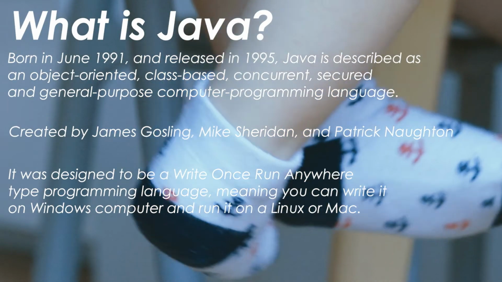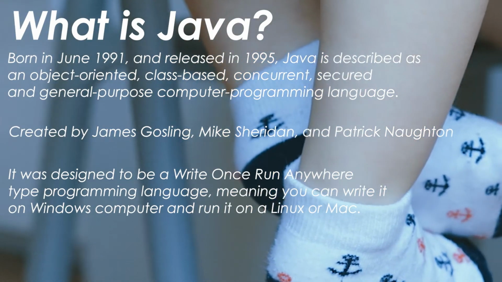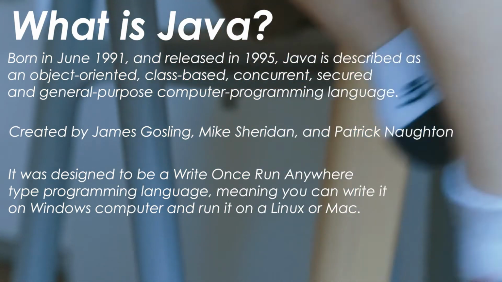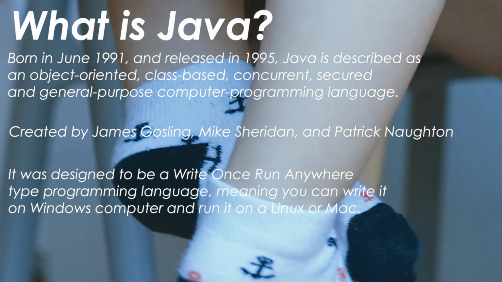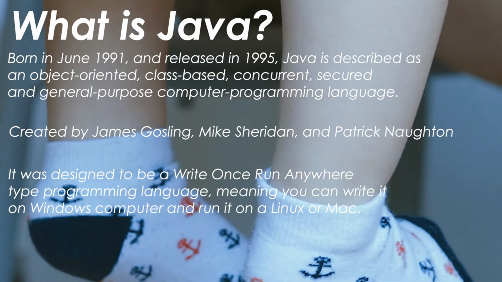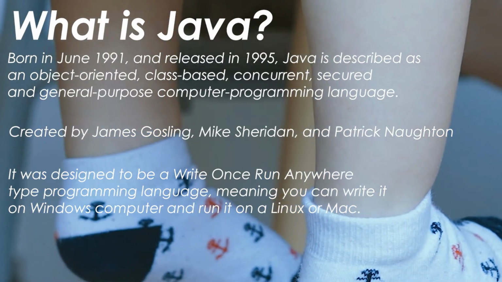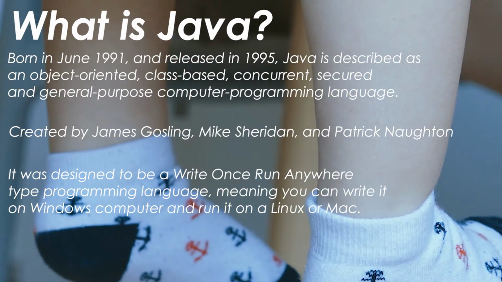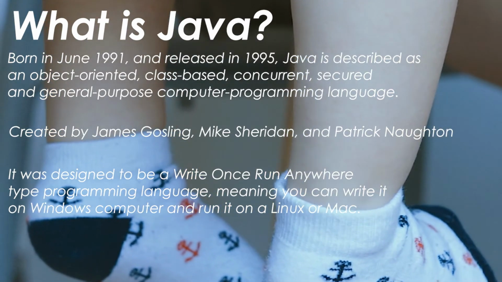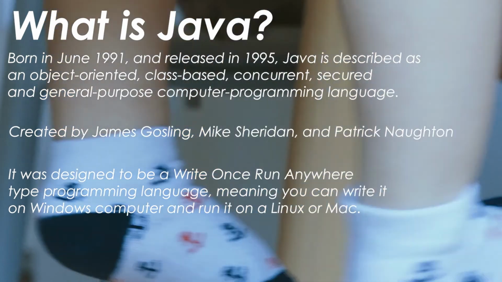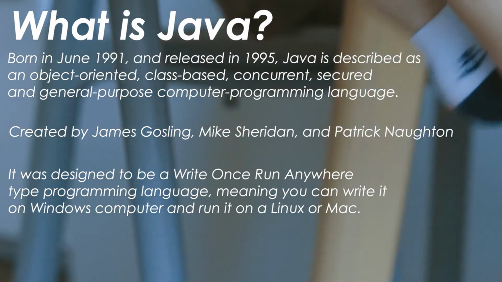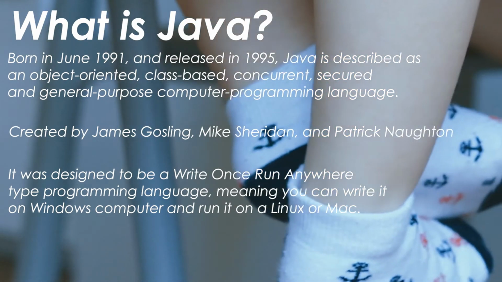The burning question, what is Java? Well, it's a computer programming language, as you already know, and it's a platform, which we'll explain in a little more detail a little later. But basically, it was conceived in June of 1991. I know, a long time ago, right? Released in the year 1995. It is described as an object-oriented, class-based, concurrent, secured, and general-purpose computer programming language. I'll explain that in a little more detail, too. It was created by James Gosling, Mike Sheridan, and Patrick Naughton.